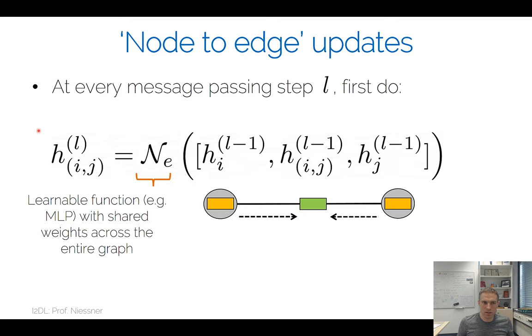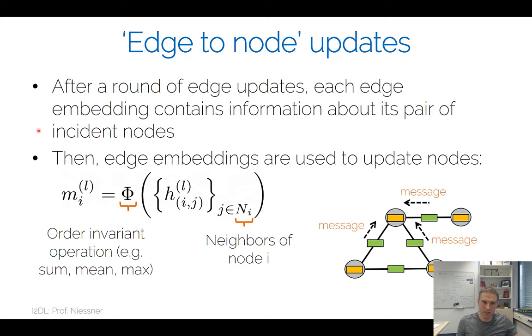Okay, and now we need to do the other way around. Now we need edge to node updates. That's the second round. After we've done the edge update, we run the edge to node update, and each edge embedding wants to propagate its information to the adjacent vertices, right? The way we're going to do this is to look at this from the perspective of the node. So now we're going to say, this MI here is the message at time step L.